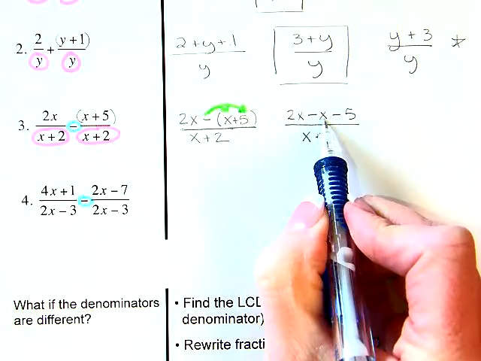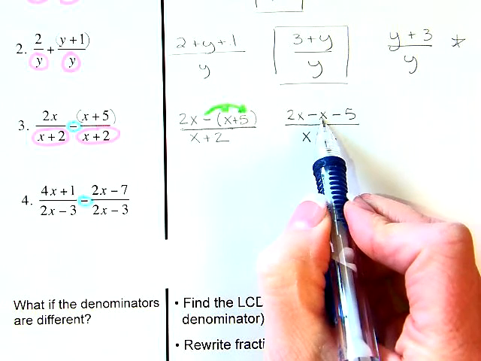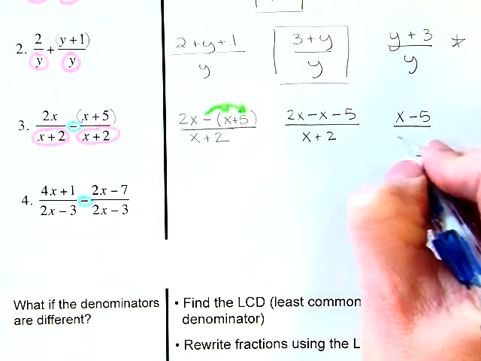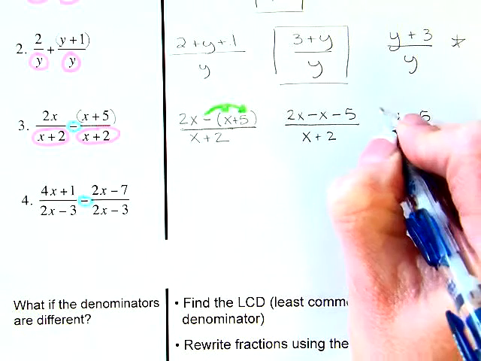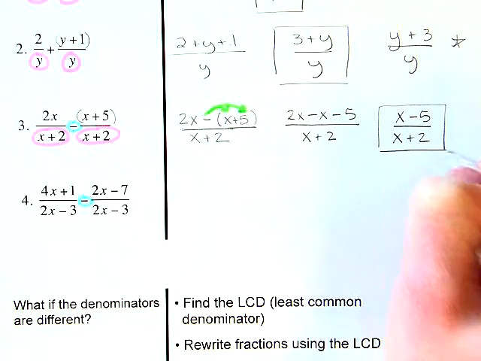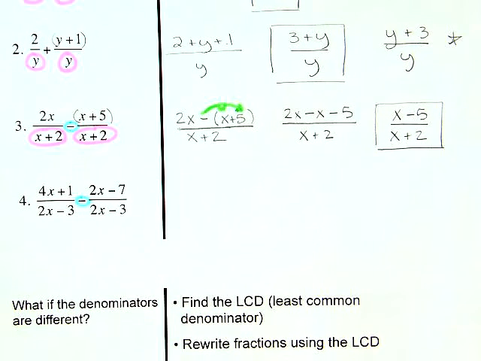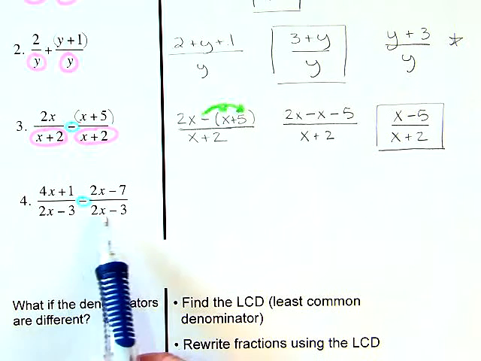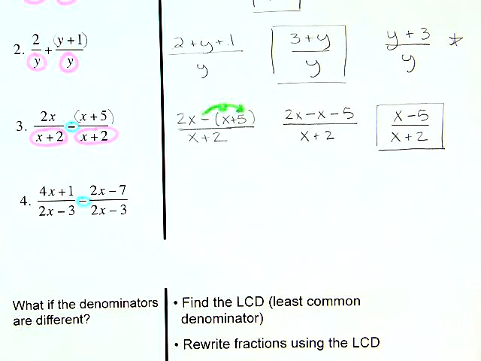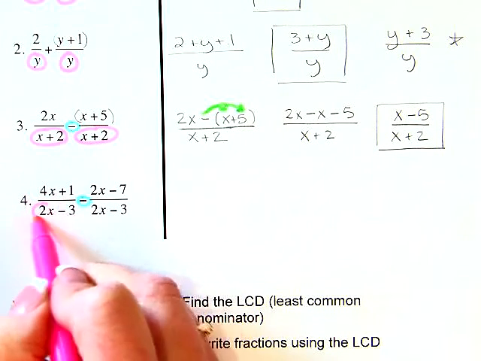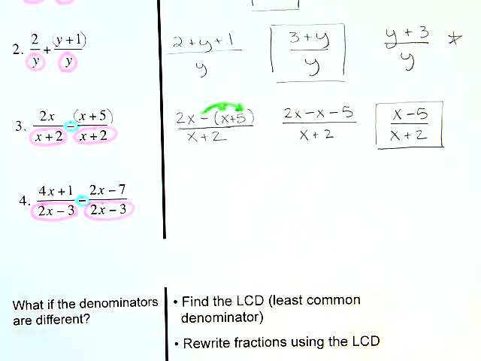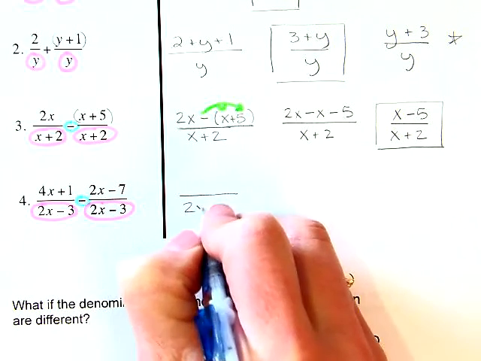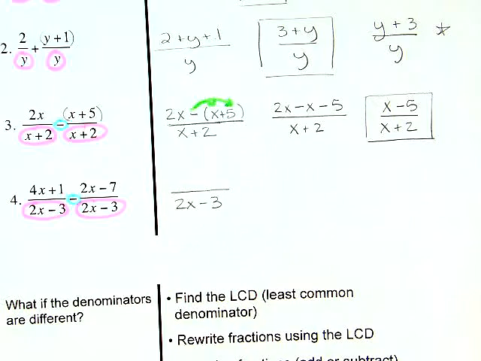Now we combine these two. So 2x minus 1x is 1x. So our answer is x minus 5 over x plus 2. So be super careful with subtraction. Okay? So then on the next one with a denominator that's the same, we have an answer that is going to have 2x minus 3 in it.